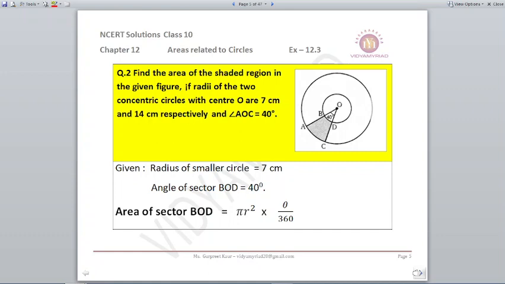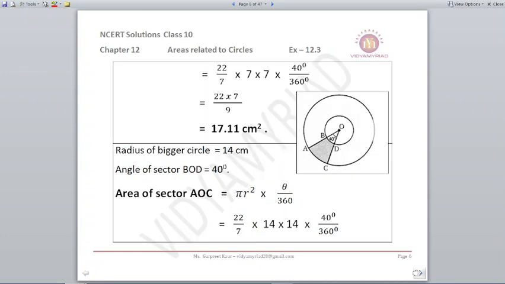So let us first consider the smaller radius, that is 7 centimeters, and the angle given to us as 40 degrees. We know the formula of area of the sector. If we consider BOD, then pi r square into theta upon 360. Here pi we are taking as 22 by 7, radius is 7 into 7 into 40 upon 360. On solving this, we get 17.11 centimeters square.